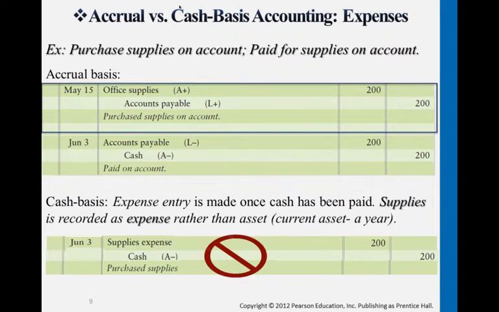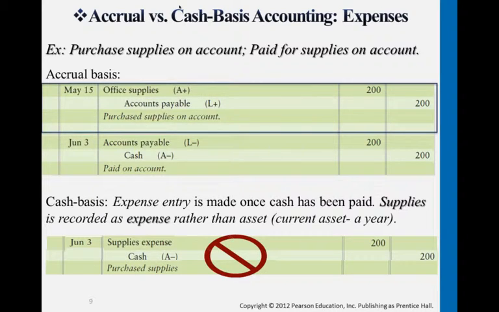Okay, now have you noticed another difference here in terms of the account names? Supplies expense. So under accrual accounting here, we record the supplies that we purchased, and haven't used up, as office supplies. Under cash basis, any current asset, any asset that lasts no longer than a year, is directly recorded as an expense account. Okay, so there are two differences for expenses.